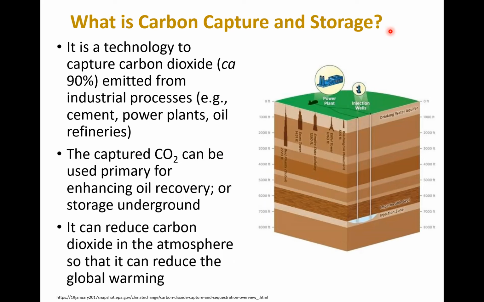Maybe you can capture up to 90% of the emission from industrial processes like cement, power plants, or oil refineries. The captured carbon dioxide can be used for enhancing oil recovery, or it can be stored underground. Underground means that the captured carbon dioxide from a power plant, for example, can be transported to areas where we can store it, and then we can inject this carbon dioxide into deep wells, maybe reaching something like over 5,000 feet. This deep area is a storage injection zone.